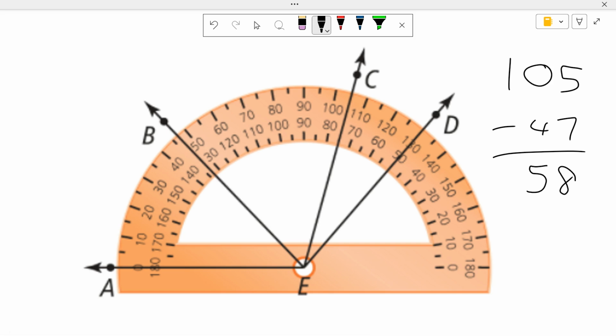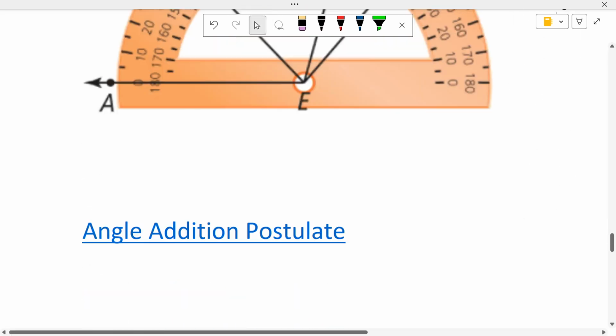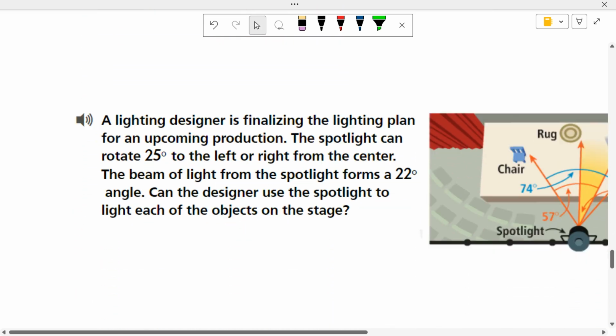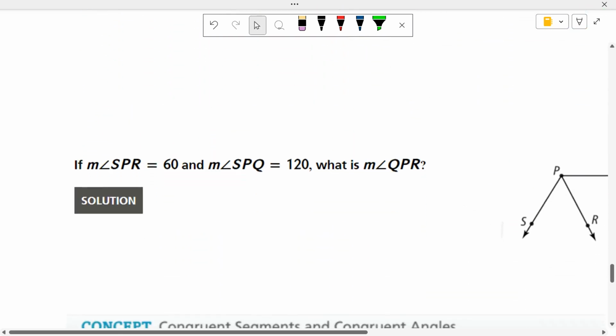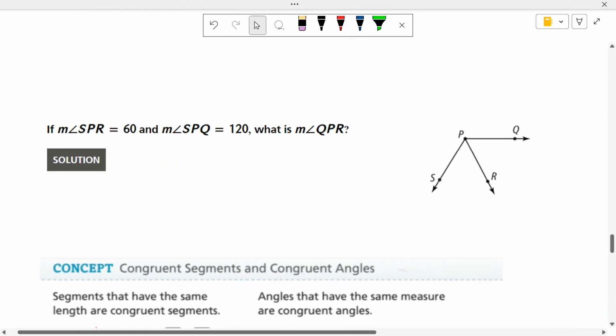How many degrees would you say CED is? How many degrees is CED? 130 and 105. What would you get, Cannon? If you took 130 minus 105. 25, exactly. That's a 25-degree angle. Okay, angle addition postulate. We add up angles. I'm going to skip over that.